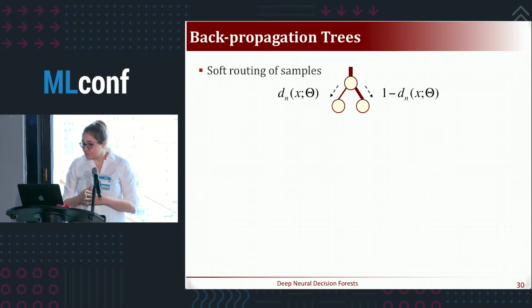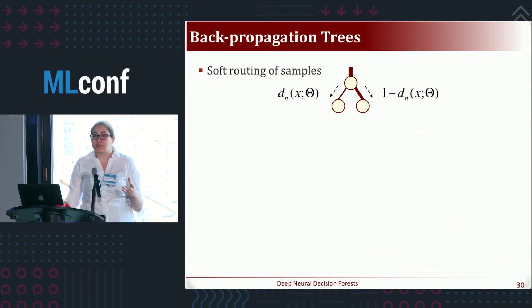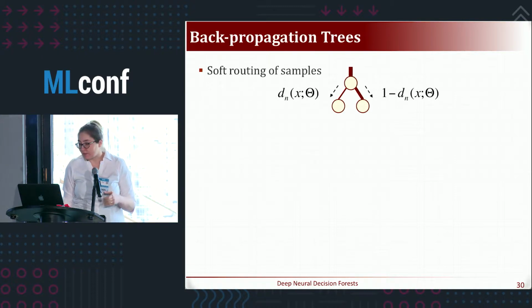First, we have the split nodes having a soft routing of the samples with the weights determined by a parameter. We call that theta. Now, the sigmoid function is applied to x theta to determine the weight for the left subtree, and obviously it's going to be 1 minus that for the right subtree. And this is, of course, in contrast to standard decision trees, where samples are either routed left or they're routed right.